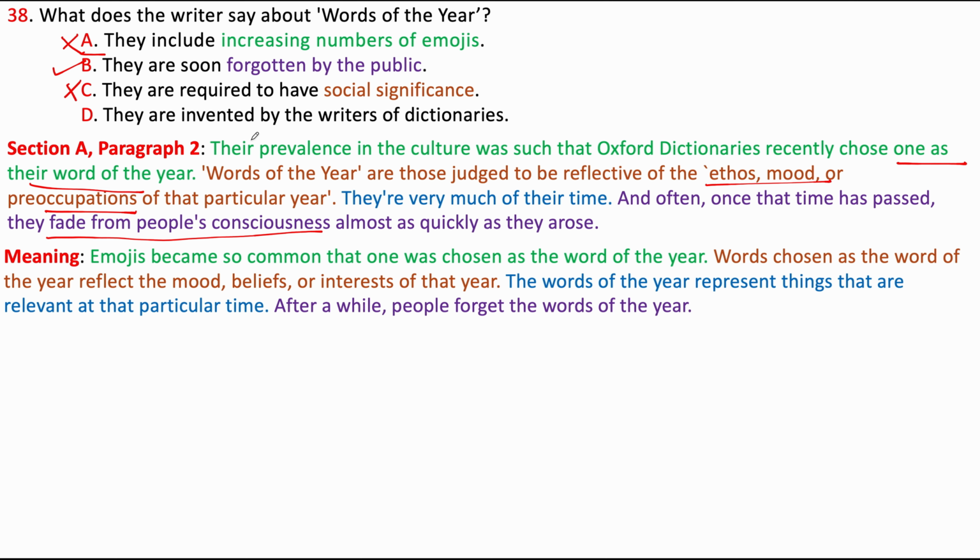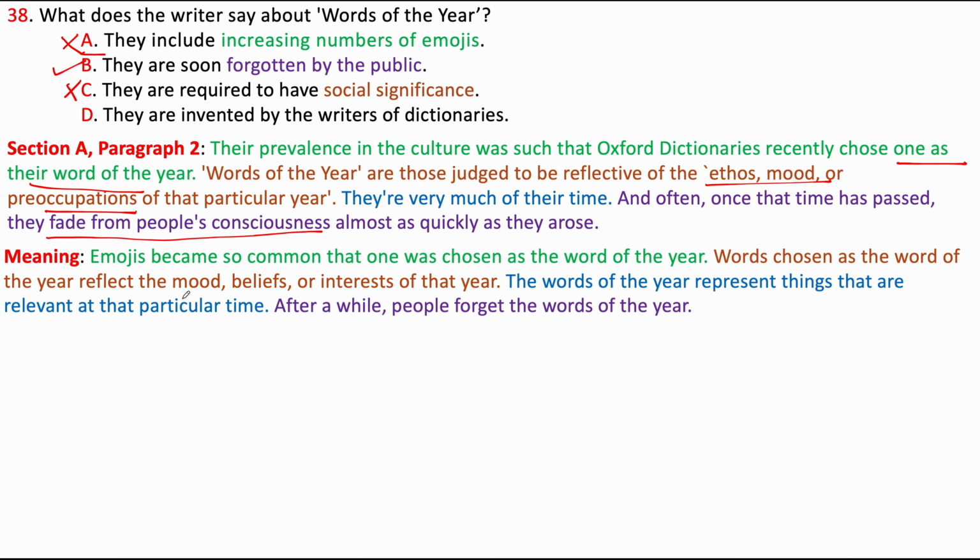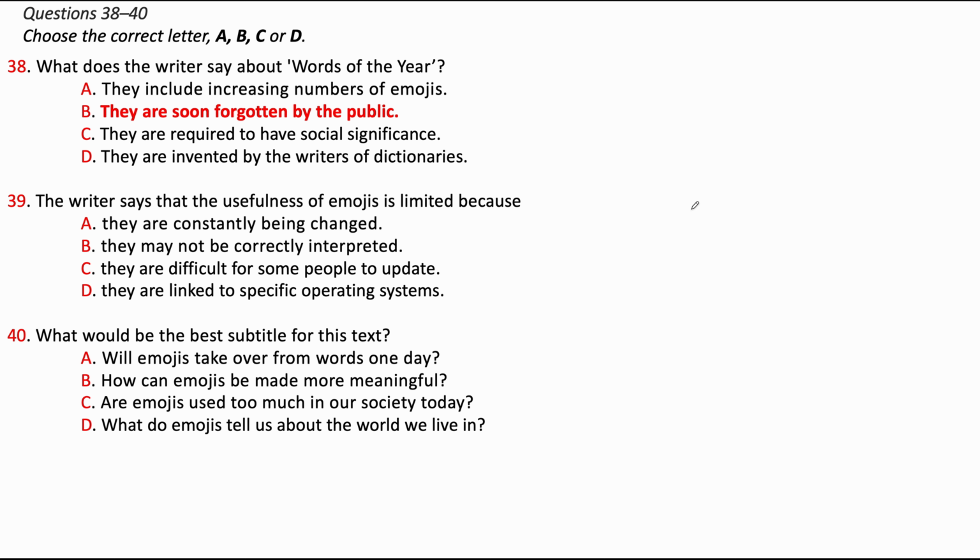Option D says that words of the year are invented by the writers of dictionaries. This option suggests that the writers of dictionaries create the words of the year, but the text mentions that they choose words that are already in use, not words that they invent themselves. So the answer to the 38th question is B.